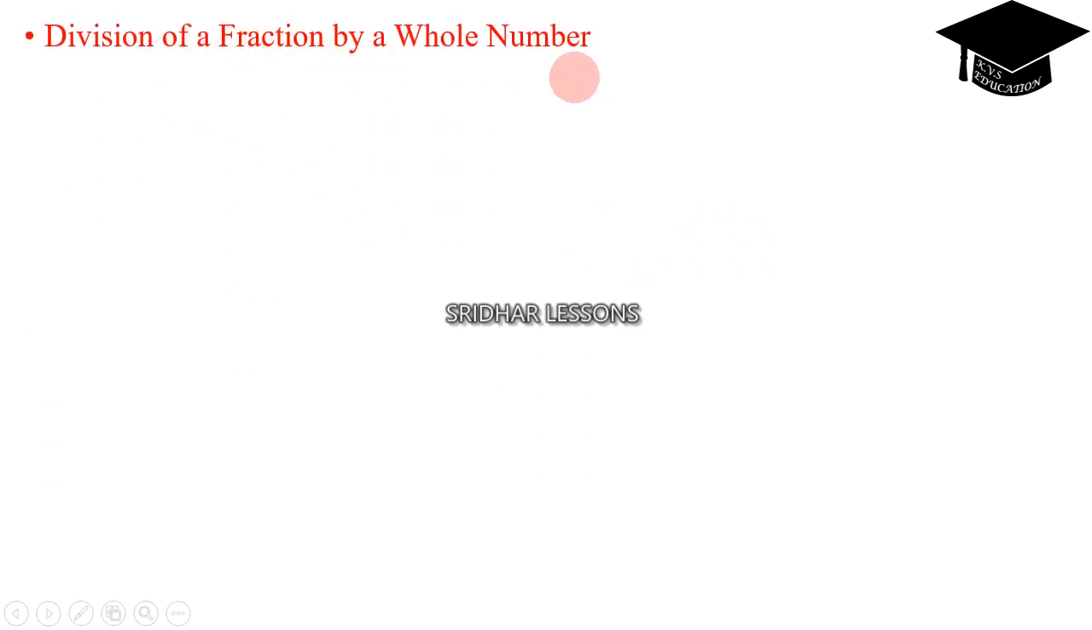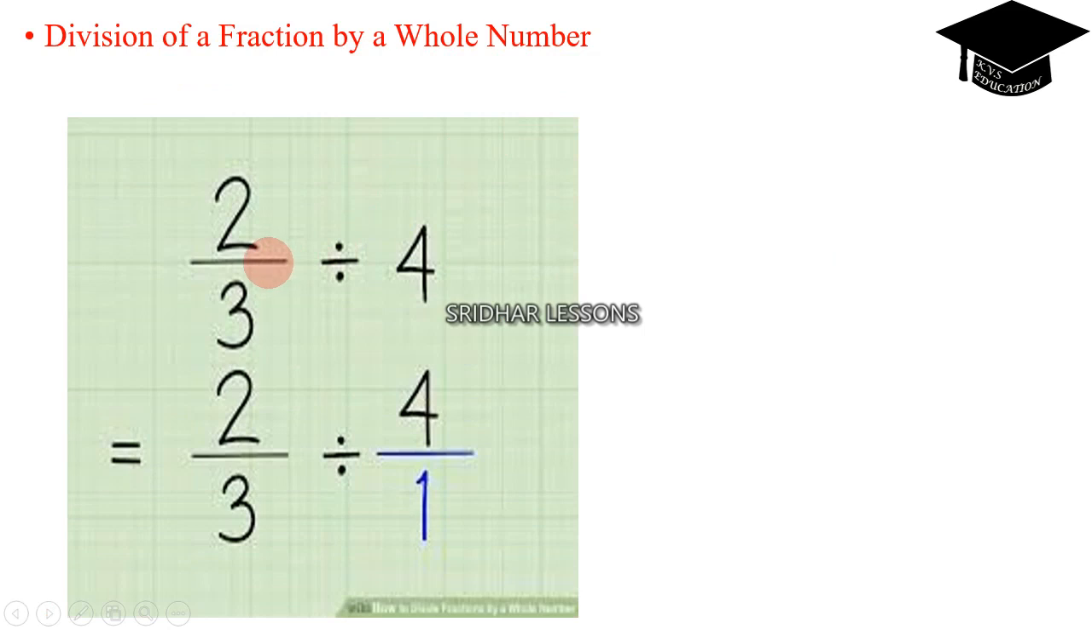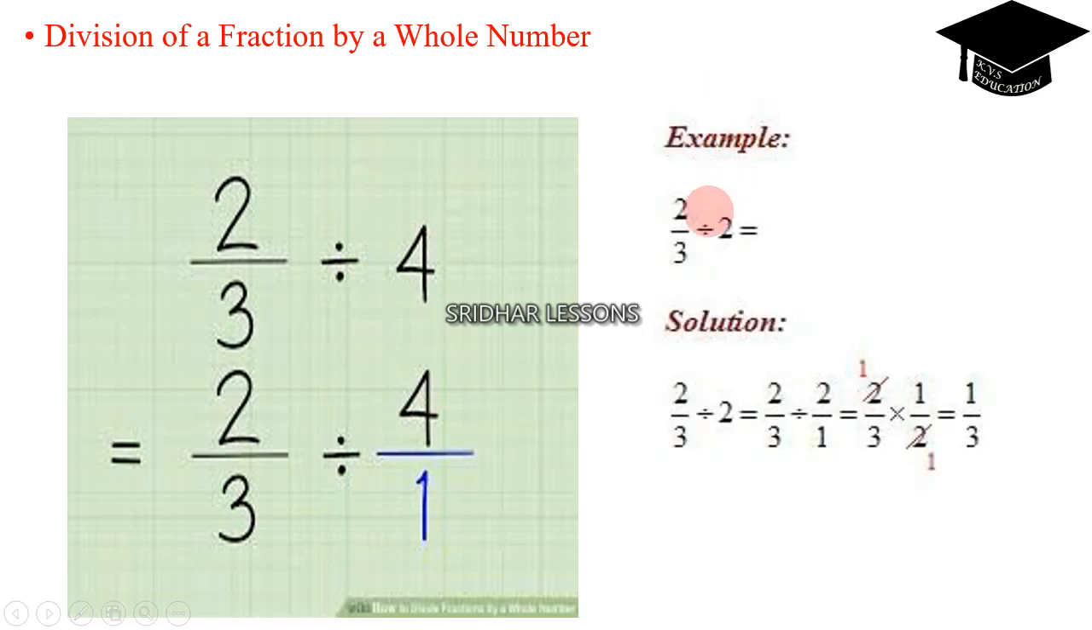Division of a fraction by a whole number. 2 by 3 divided by 4. We can rewrite this 4 as 4 by 1. So this is 2 by 3 into 1 by 4. See one more example, 2 by 3 divided by 2. So we can rewrite this as 2 by 3 into 1 by 2, because 2 is 2 by 1. So 2 and 2 are cancelled and 1 by 3 is the result.